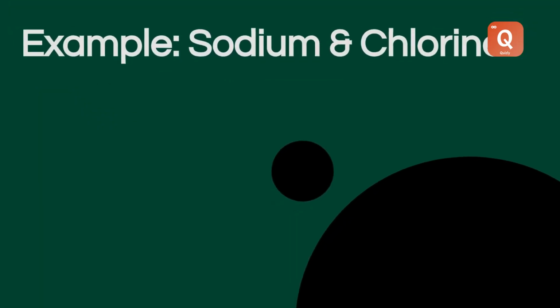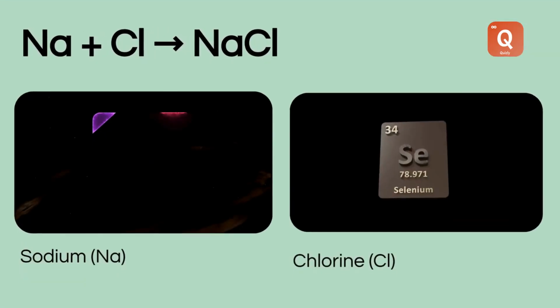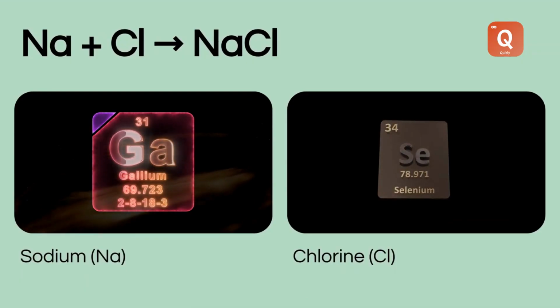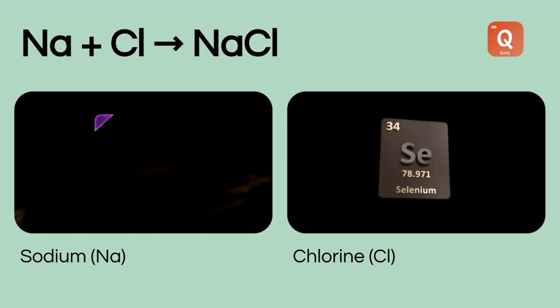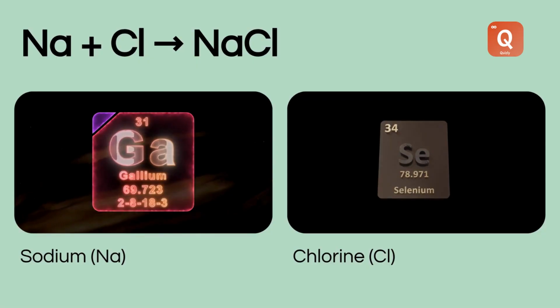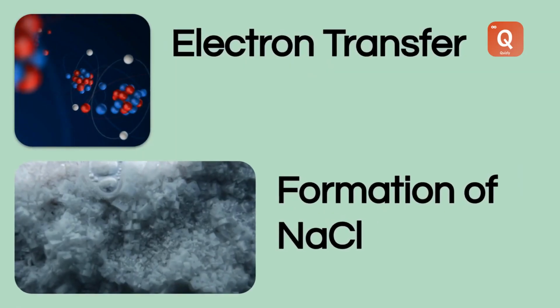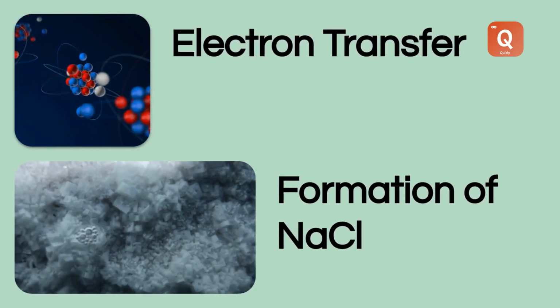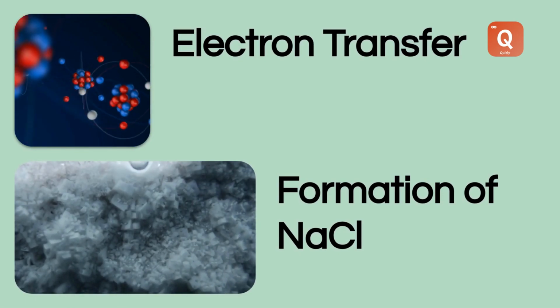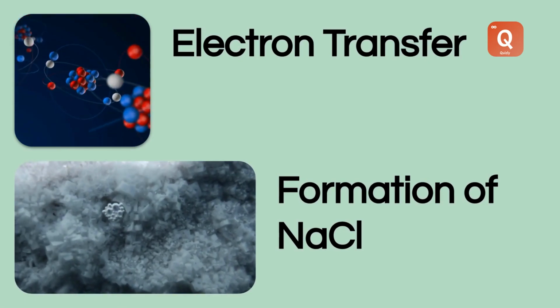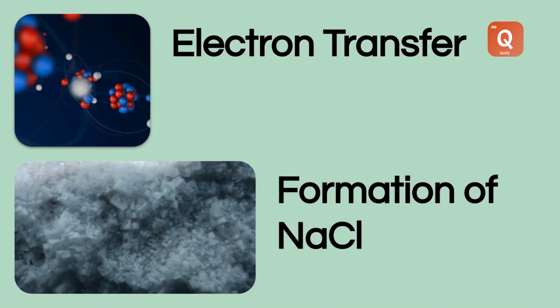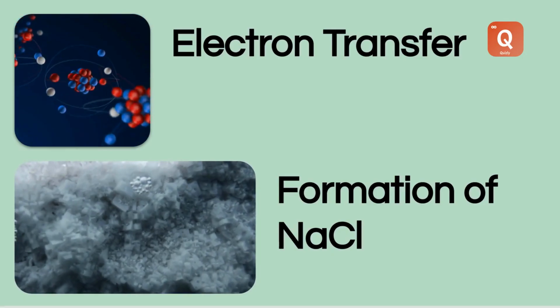Let's look at an example to clarify this concept: the reaction between sodium, a metal, and chlorine, a nonmetal. Sodium, Na, has one electron in its outermost shell. Chlorine, Cl, needs one electron to complete its outermost shell. So sodium readily loses its one electron to chlorine. This transfer results in sodium becoming a positive ion, Na+, and chlorine becoming a negative ion, Cl-. These oppositely charged ions then attract each other, forming sodium chloride.